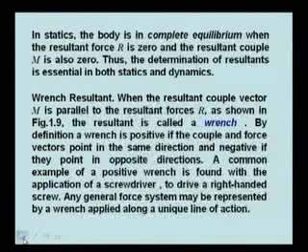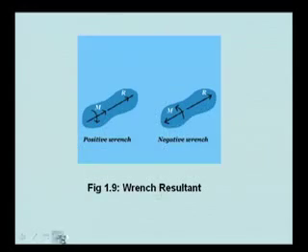A common example of a positive wrench is found with the application of a screwdriver. When we turn a screwdriver, it applies a moment which is along the axis of the screw and there is a thrust force which is also in the direction of the screw. Any general force system may be represented by a wrench applied along a unique line of action.